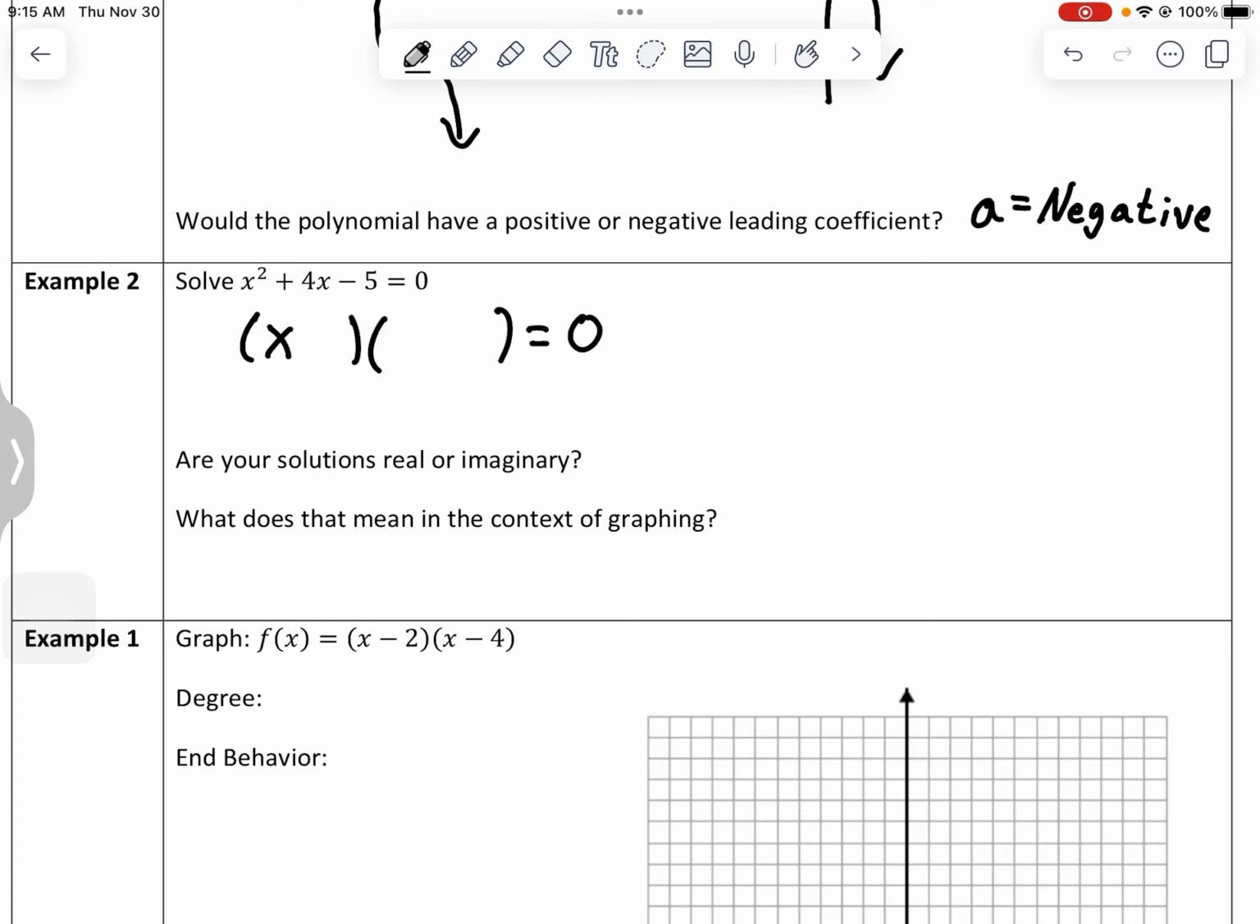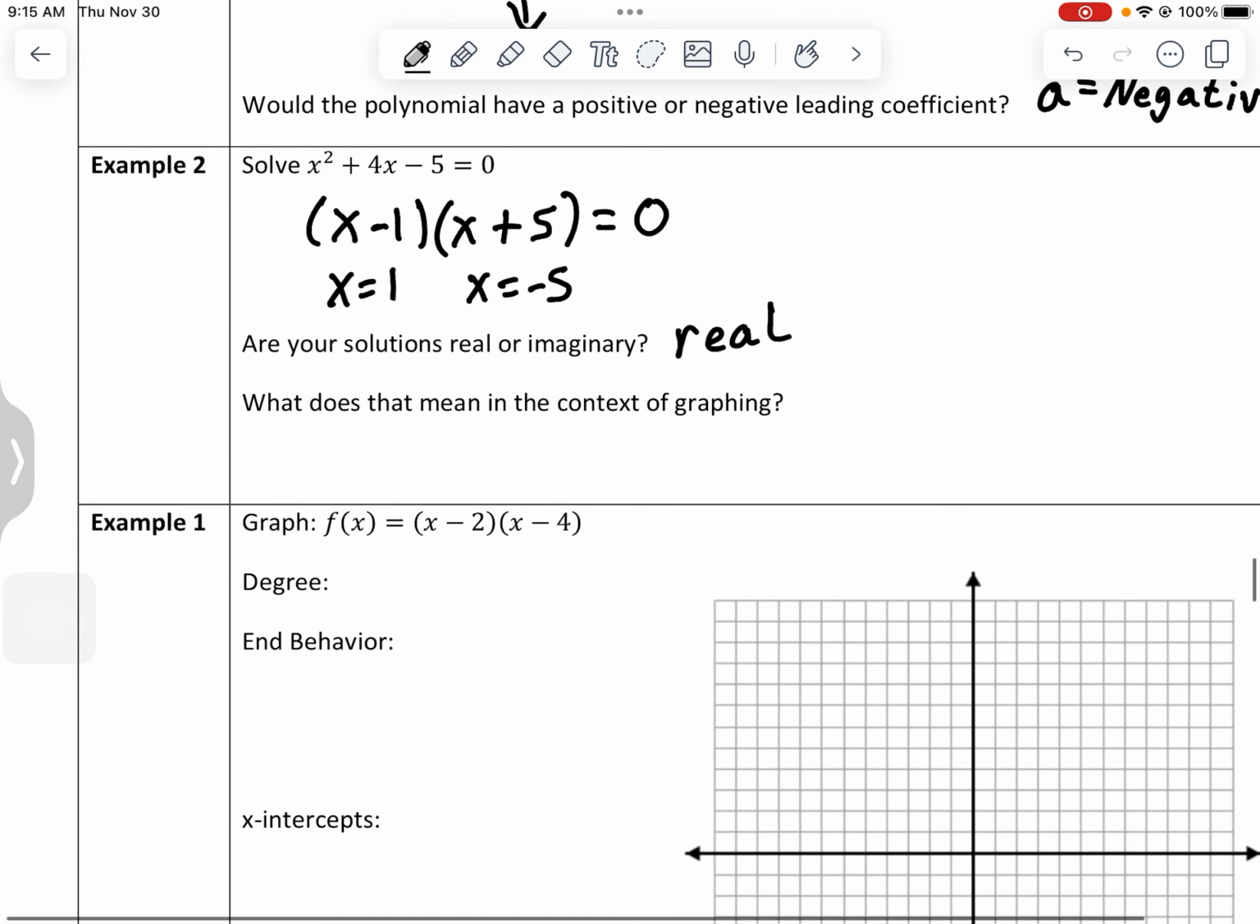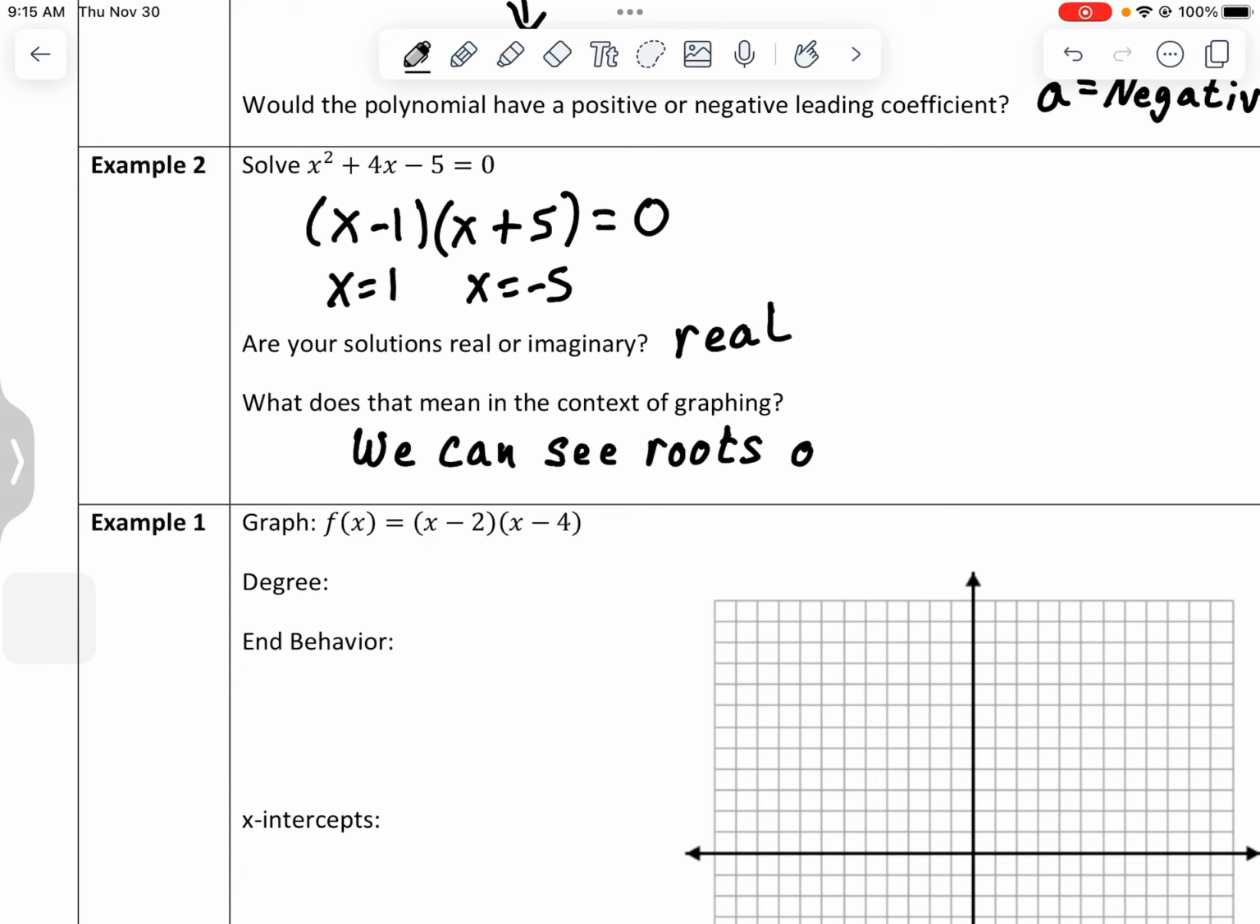So are there factors of 5 that have a difference of 4? Yes, it would be positive 5, negative 1. So in this case, since we can factor it, those solutions should be real solutions because we know it would be 1 and negative 5. So those are real. There's no imaginary part. And what does that mean in the context of graphing? We can see roots on the x-axis. They're visible to us.